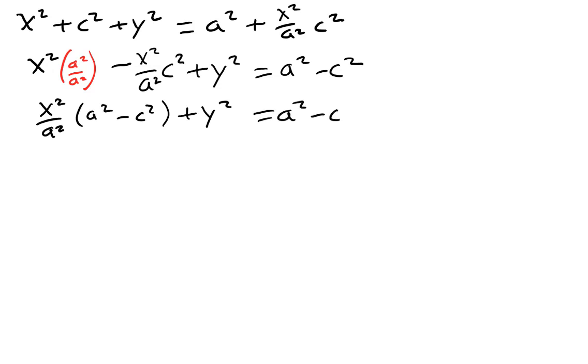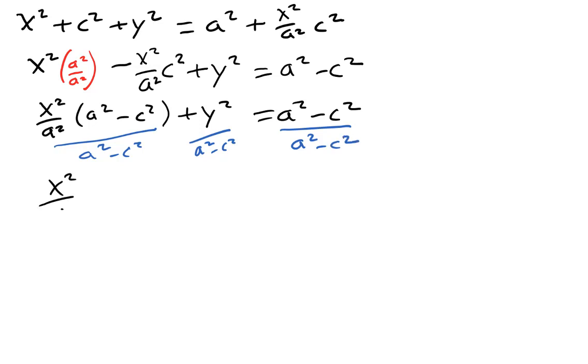We also have an a squared minus c squared on the right side of the equals sign. If we divide all the way through the equation by a squared minus c squared, we're left with x squared over a squared plus y squared over a squared minus c squared equals 1.